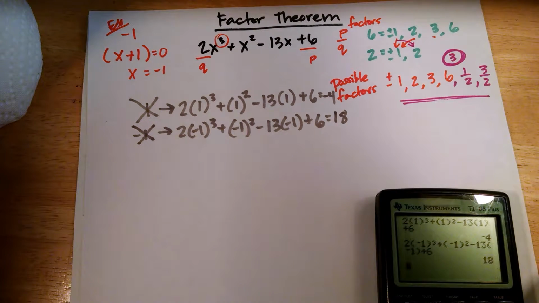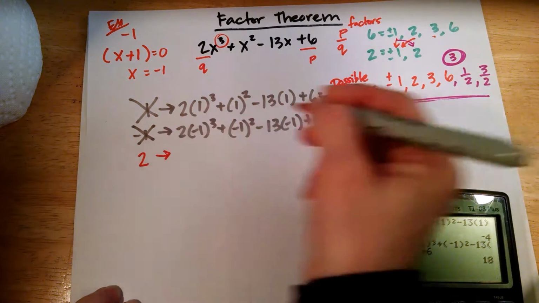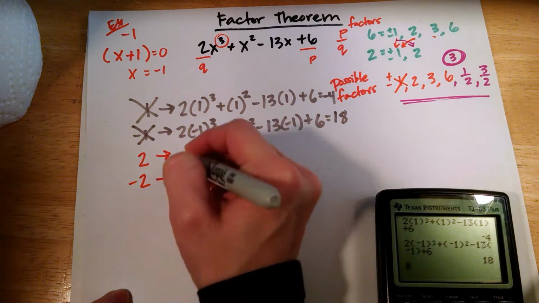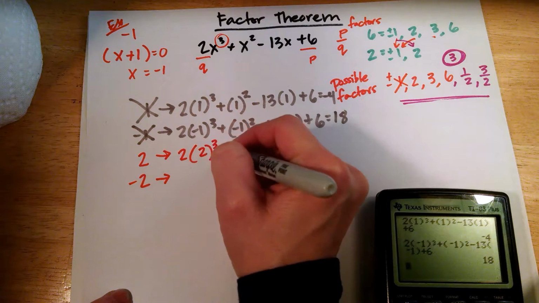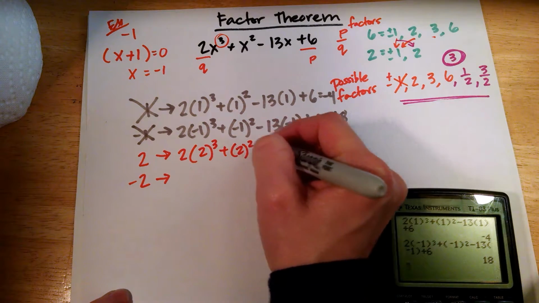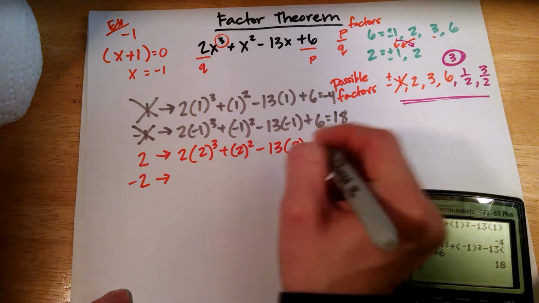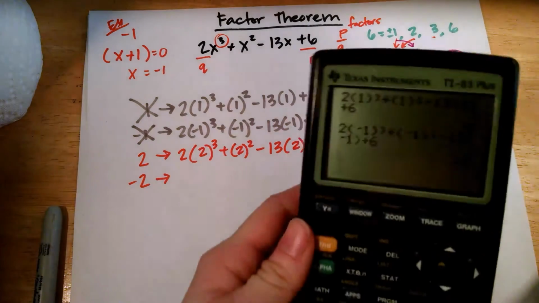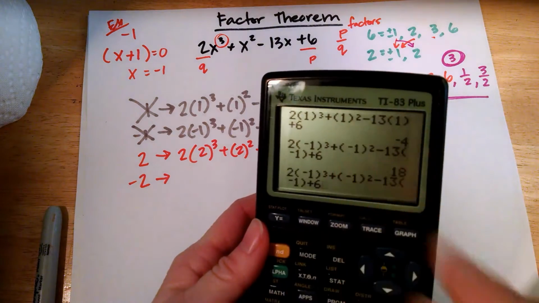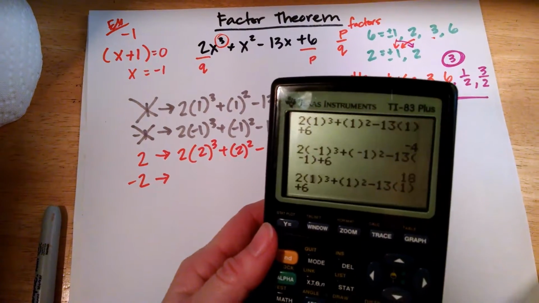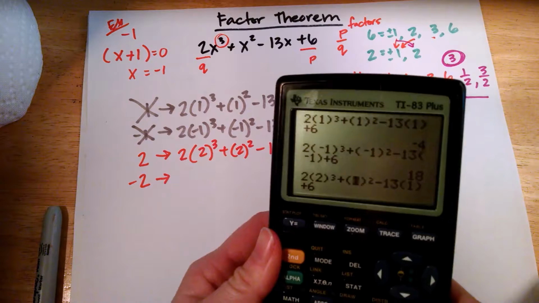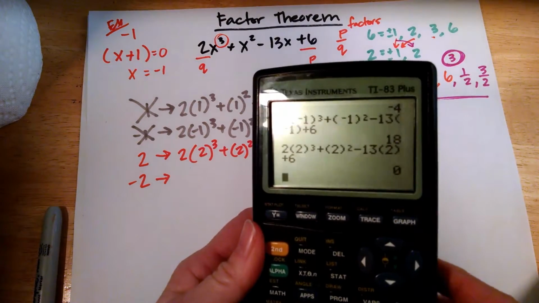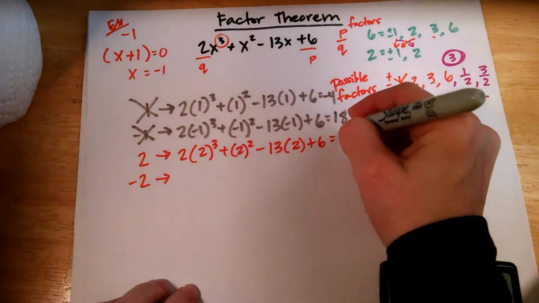So let's try 2. So ones, neither of them worked. 2, I could try 2 and negative 2. So 2 times 2 cubed plus 2 squared minus 13 times 2 plus 6. Equals. Okay, I've got everything in there. I'm going to hit second entry, and the one before didn't have a negative, so I'm going to hit second entry again. I'm going to plug in a 2 everywhere I had a 1. 2, 2, 2. It equals 0. Yay! See that? 0. All right, so one of them works.